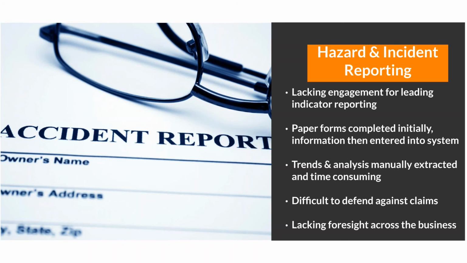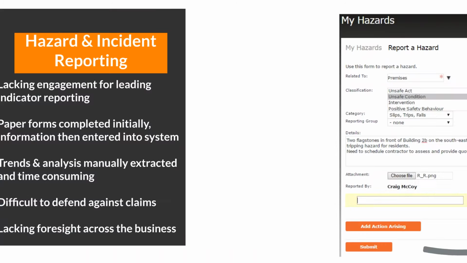And then from the health and safety manager's perspective, their trends and analysis have to be manually extracted from Excel or other formats there. And then there's the spread out information, so you might have training records that are held in one particular site or even in department folders. And it can be difficult with all of this information spread out to defend against your claims. And as a result, all of this spread out information can actually result in a lack of foresight or a lack of planning across the business. So how can we work to address that?